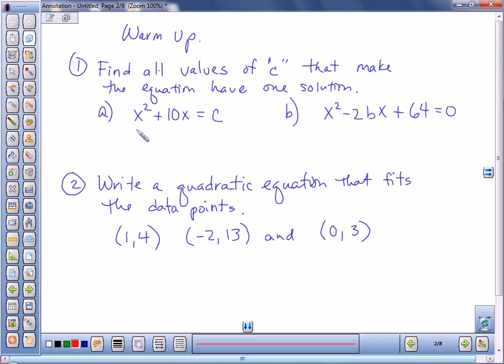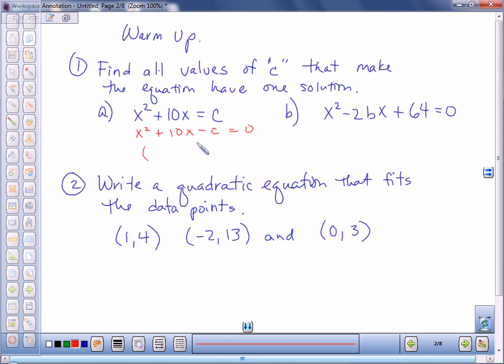Okay, let's look at the first one. So if we move the c over, and then we get it to where we could have just one solution, what we want is for this to be a perfect square trinomial. And when we take half of this, and we're trying to write it as a perfect square trinomial, we want this to be 25. So we need this to equal 25. So c would have to be negative 25.